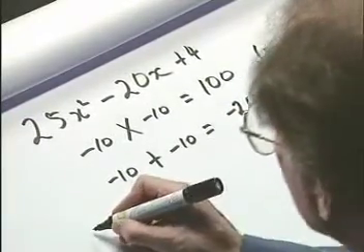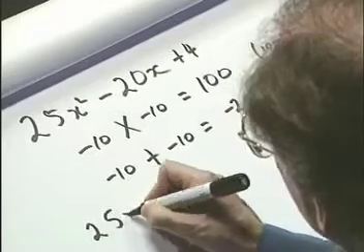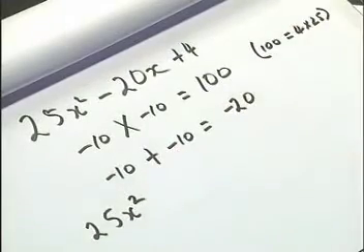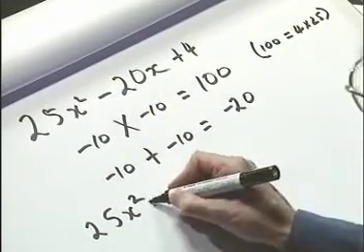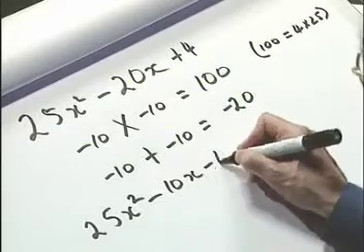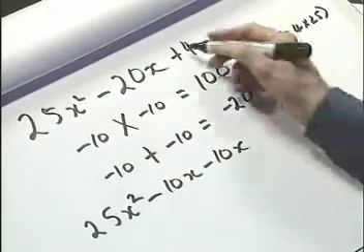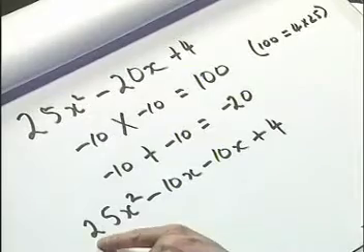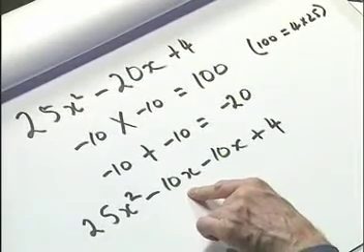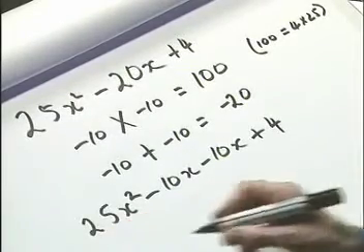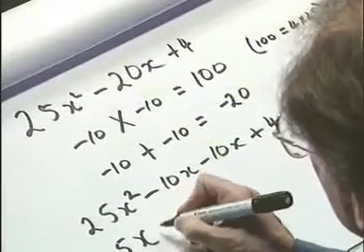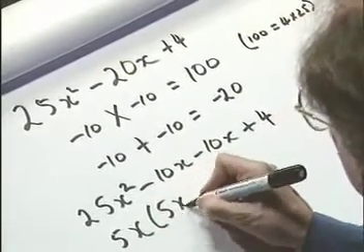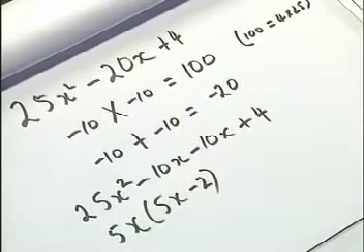So we take this expression, 25x squared, and we break down the minus 20x as minus 10x minus 10x, and we have the last term plus 4. We look at the front two terms for a common factor, and clearly there is 5x. Gives me 5x minus 2.